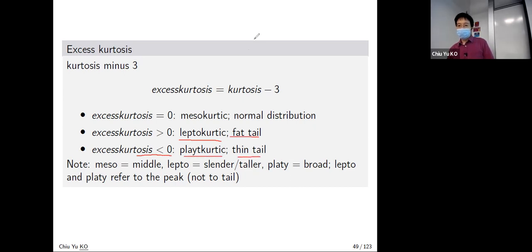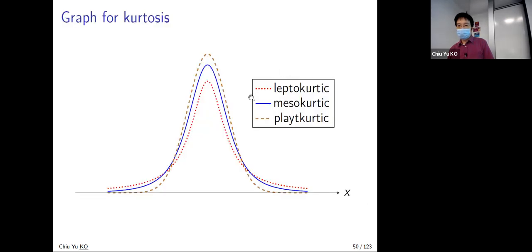So look at the graph, it will give you some idea. The blue one is the bell shape, normal. The red one is a kurtosis bigger than 0, so the fat tail. And the golden one is the thin tail. So remember, the fat tail means more extreme events are more likely. That is the idea.